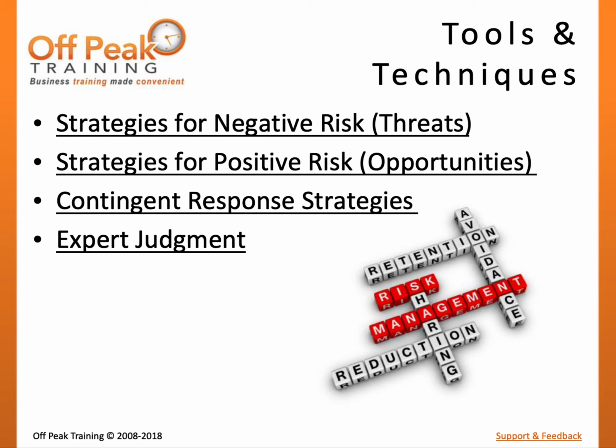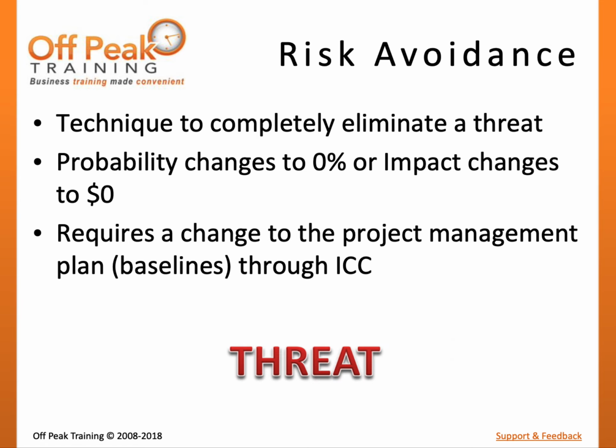The PMBOK guide outlines a few tools and techniques for the Plan Risk Responses process. These consist of various strategies which could be used to respond to various types of risk. We will explore these various strategies in closer detail. The first strategy to respond to a threat is risk avoidance. In risk avoidance, the project team somehow eliminates the threat so that it no longer affects the project. This will typically require a major change to project scope or another project objective, requiring key project stakeholders to agree via project change control procedures.